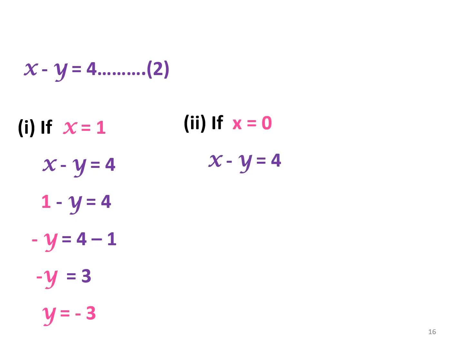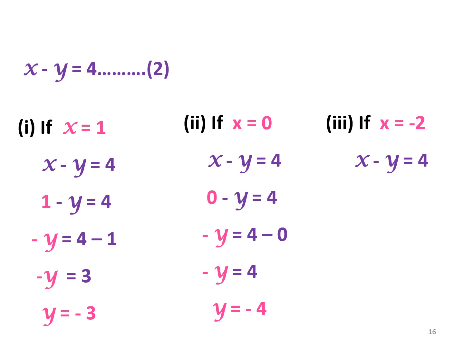Second, if x is taken as 0, substituting x is 0 in equation x minus y is equal to 4. 0 minus y is equal to 4. Minus y is equal to 4 minus 0. Minus y is equal to 4. Moving the sign to the right hand side, y is equal to minus 4. So when the value of x is 0, the value of y is minus 4.